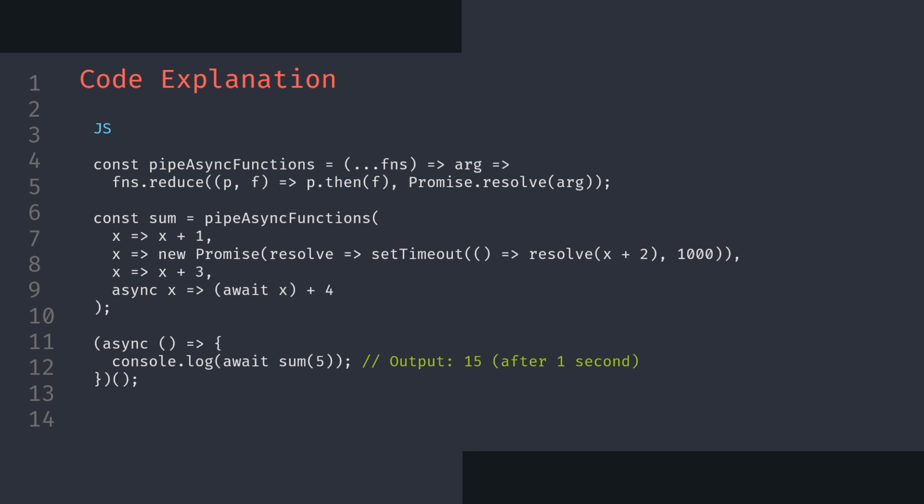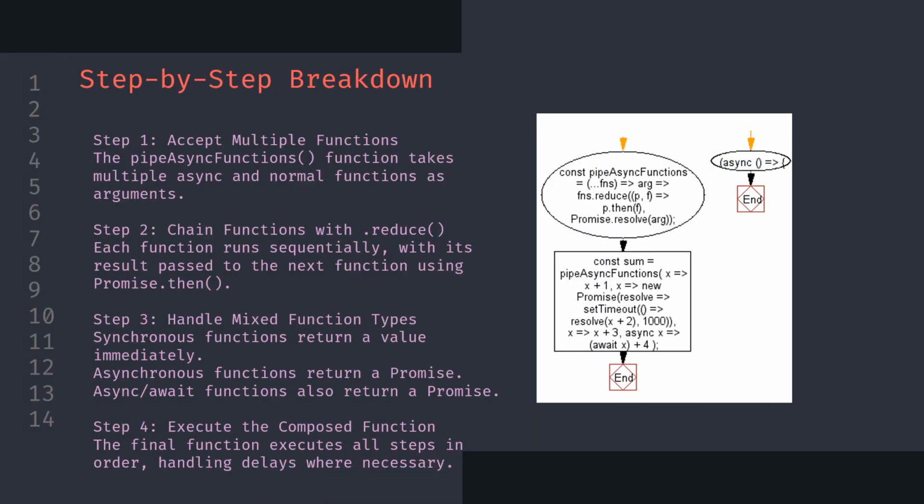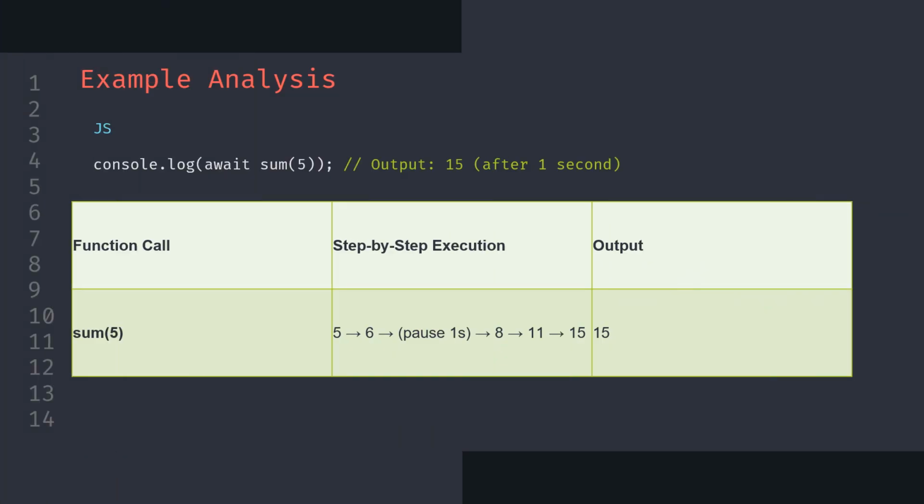This function composition ensures that each function completes before the next starts, making it ideal for handling async operations in a structured way. This ensures that even if some functions are synchronous and others are async, they all execute in the correct order. This method ensures that each function receives the previous function's output, handling delays automatically when necessary.